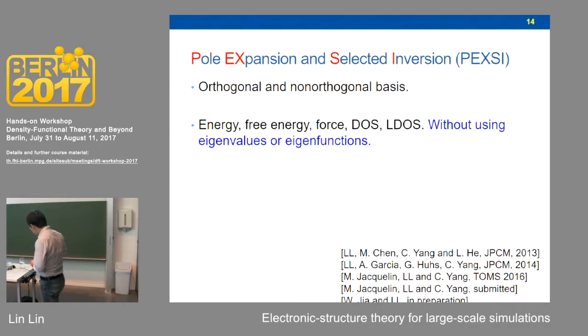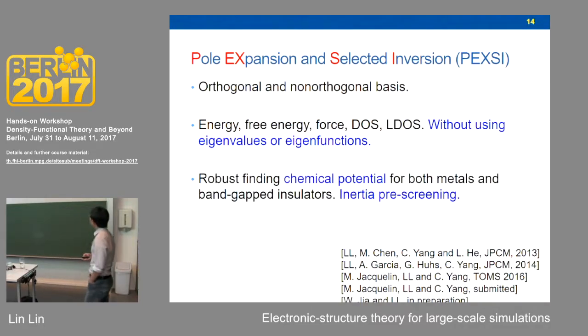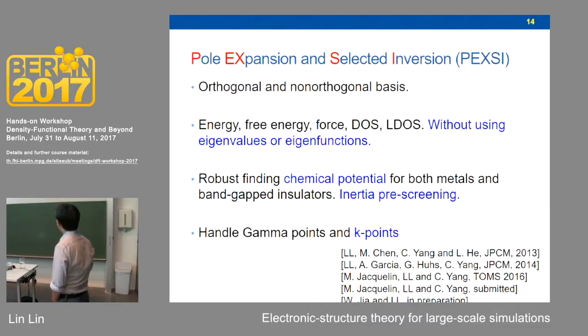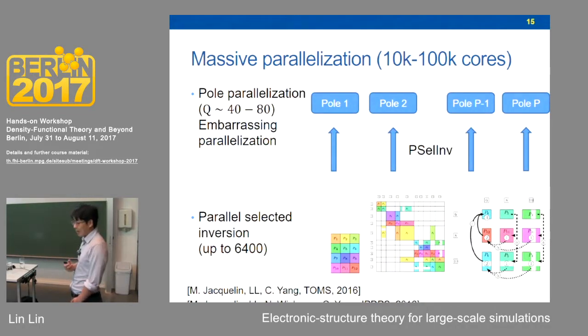I talked about how to apply this to compute energies, but all the other quantities you care about for the semi-local functional calculations, like energy, free energy, force, density of states, local density of states, can all be computed without using any eigenvalue or eigenfunction. And recently we developed an even more robust way of finding the chemical potential for both metallic and band-gapped insulators. Also recently we have some developments that handle not only the gamma point but also the K points, at least in principle. So it allows massive parallelization.